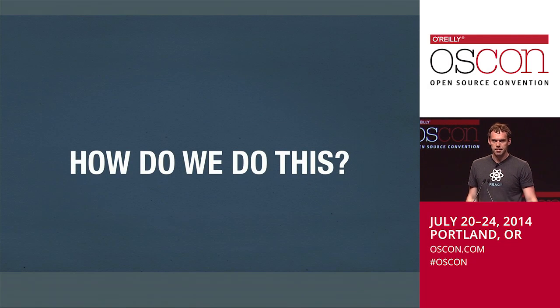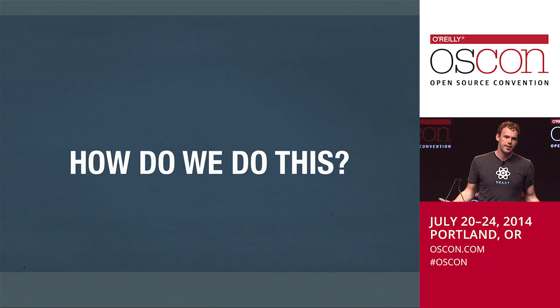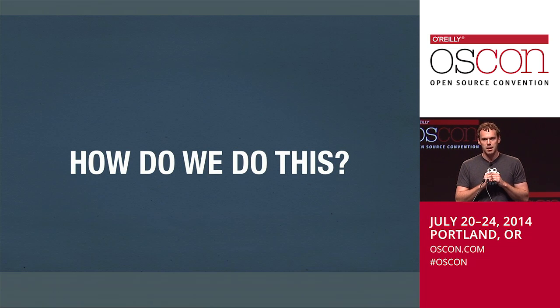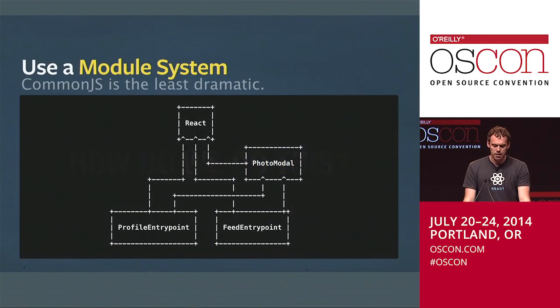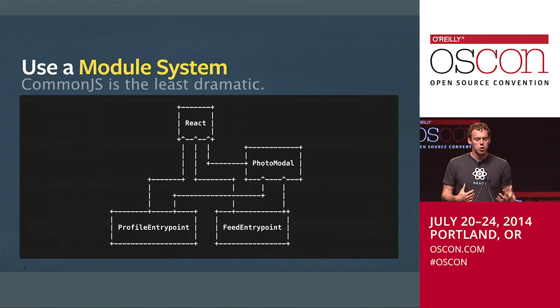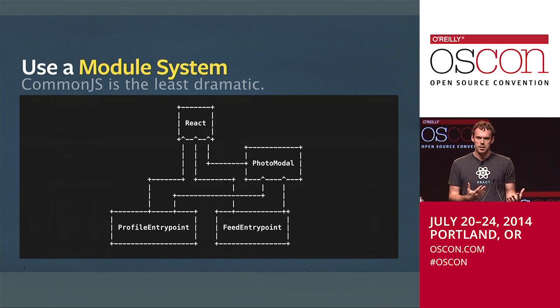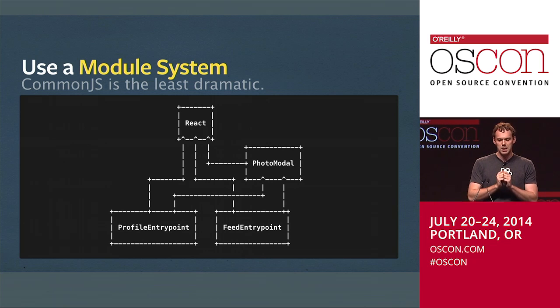So how do we do this? Again, Instagram is a very, very small team trying to hit deadlines. So we don't have time to rebuild a bunch of unique infrastructure for this. So the first thing that we did is we adopted a module system. We went with CommonJS because I think it's got the most momentum and the best tooling today, but it doesn't really matter what module system you use, as long as it has a way of expressing dependencies between modules.